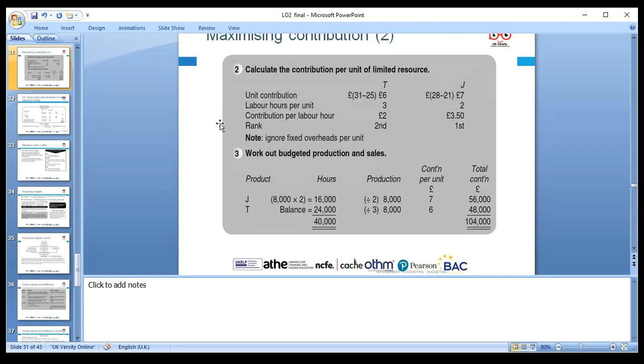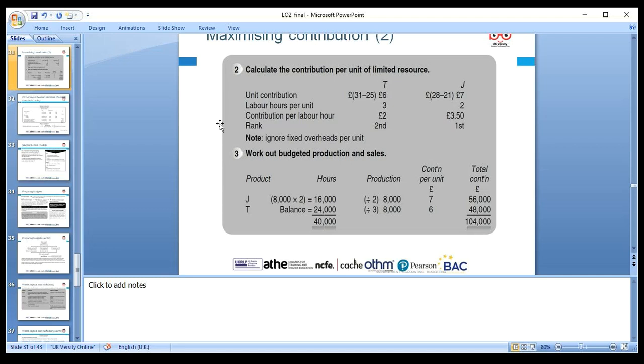When we produce J, the demand is 8,000, and 2 hours each requires 16,000 hours. The contribution is 7, so the contribution coming from J is 56,000 overall.